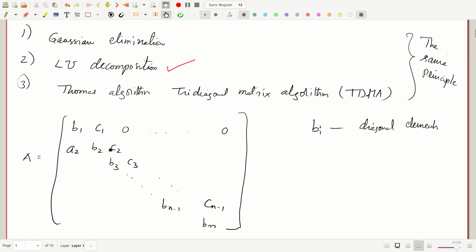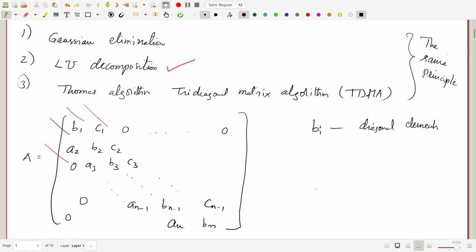In the second row we have A2, B2, C2. Similarly we have 0, A3, B3 all the way. Then we have B n and A n, and in the n minus 1 row you have A n minus 1, B n minus 1 and C n minus 1. Otherwise everything else is 0. So you only have elements along the primary diagonal and on the super and sub diagonals. We have these three diagonals, and that's why it's a tridiagonal matrix as we know it.